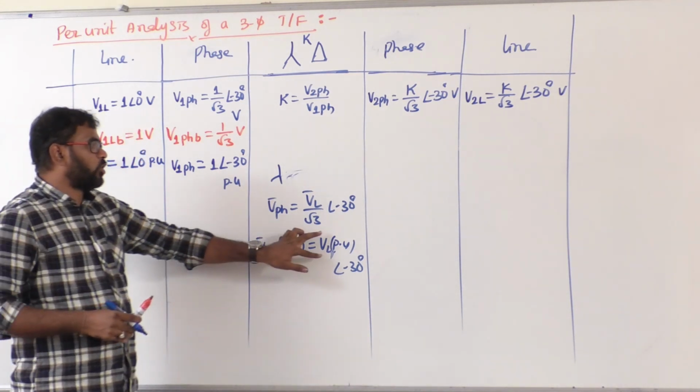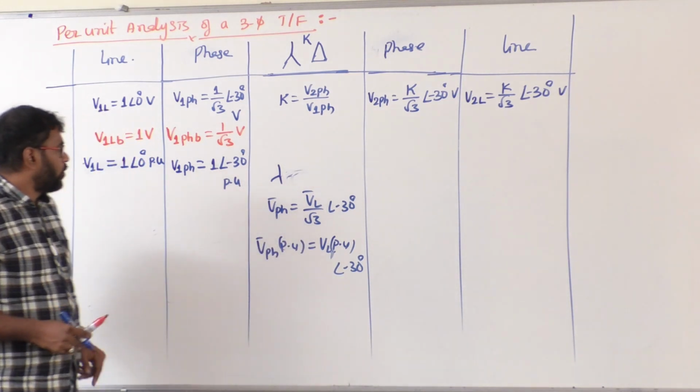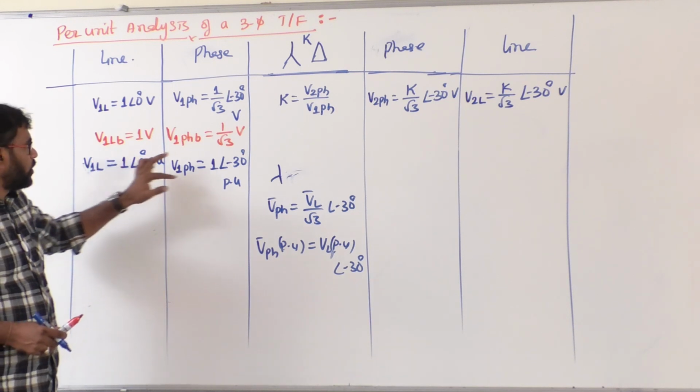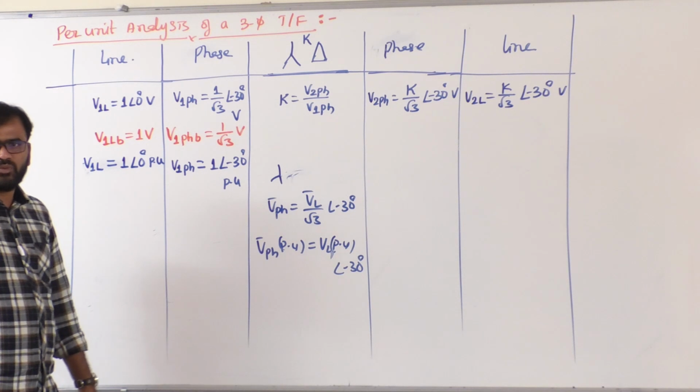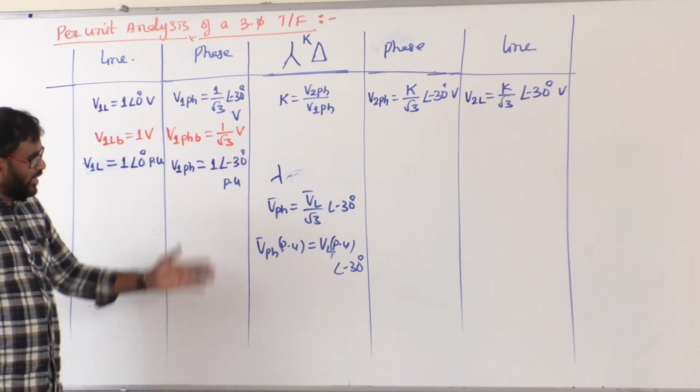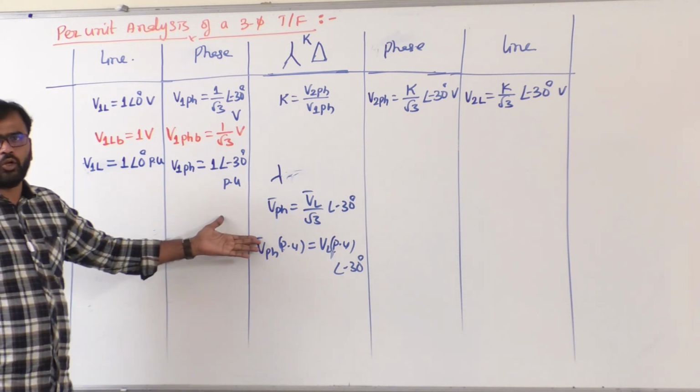V phase per unit equal to V line per unit at an angle minus 30. What is V line per unit? 1 at an angle 0. What is V phase per unit? 1 at an angle minus 30. Satisfied or not? Yes. Okay. Clear? So we already proved this. Once again we proved. Okay.